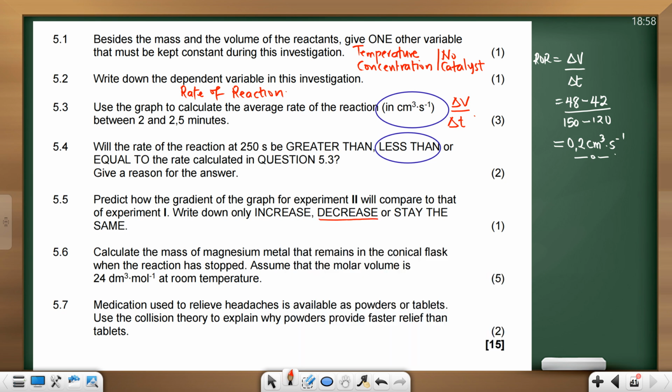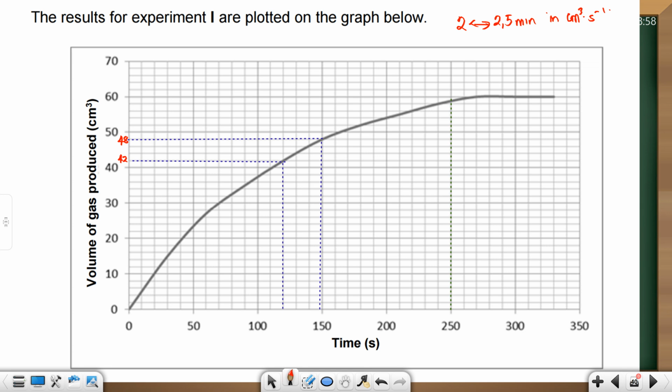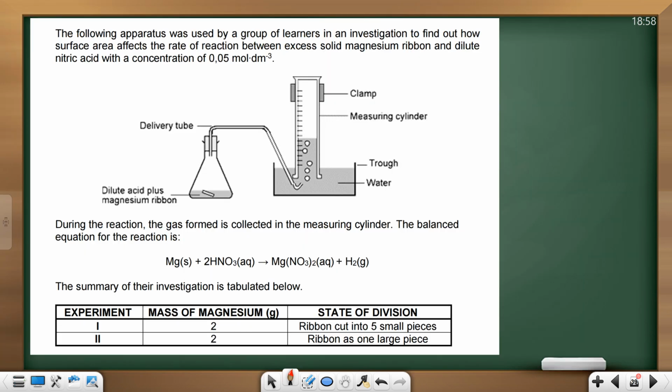So the person finishes faster. Sorry? When two finishes faster, why? There's a smaller surface area. So it doesn't take as much time. Okay, look at the table again. And it's one large piece, so it has a smaller surface area. It has a smaller what? Surface area. Nope.